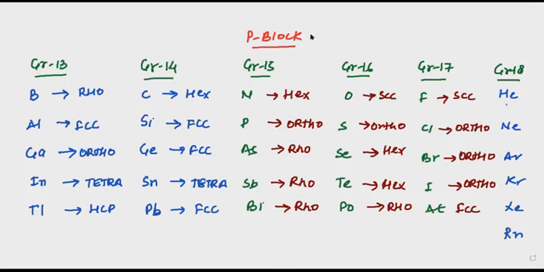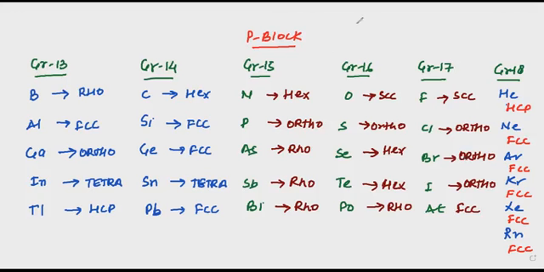Helium is similar to hydrogen; you see that this is HCP. Neon is FCC. Argon is also FCC. Krypton is also FCC. Xenon is also FCC, and radon is also FCC. Clear? So these are the crystal systems related to the P block.